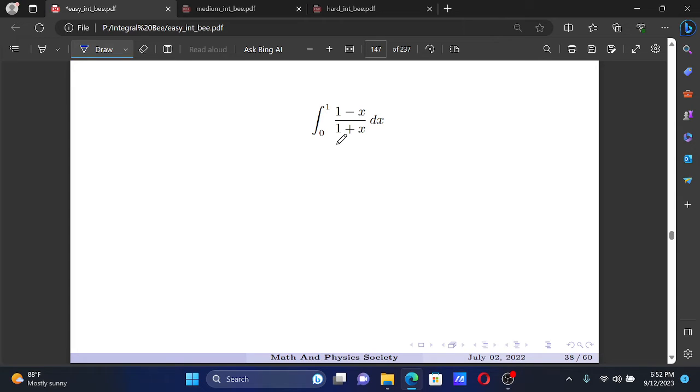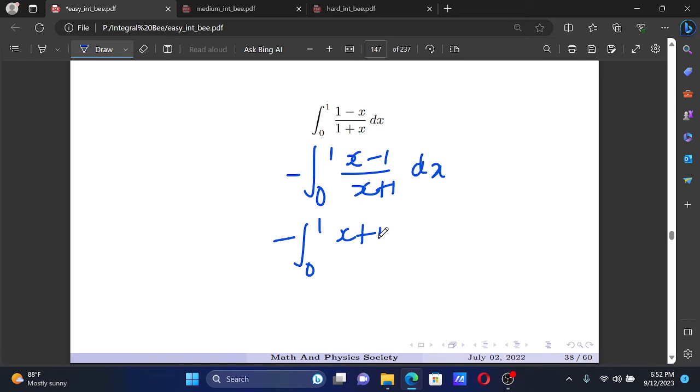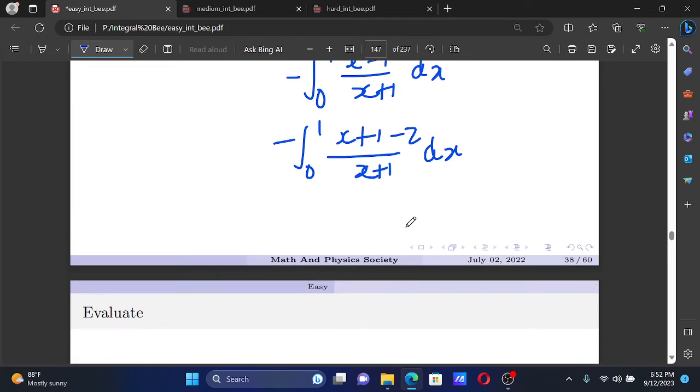Okay, now for this problem, sorry for the disturbance. For this problem, what we can do is we can just make some changes here. Integral from 0 to 1, and then this will be negative of x minus 1 by x plus 1 dx. So this will be negative of the integral from 0 to 1, x plus 1 minus 2 by x plus 1 dx. So this will be negative of the integral from 0 to 1, 1 minus 2 by x plus 1 dx.